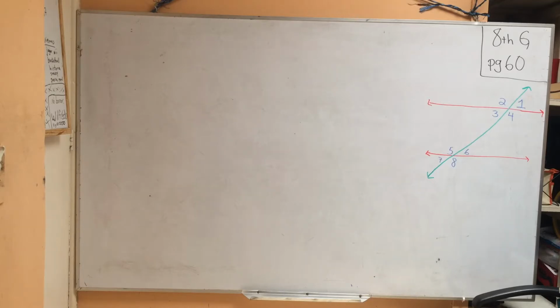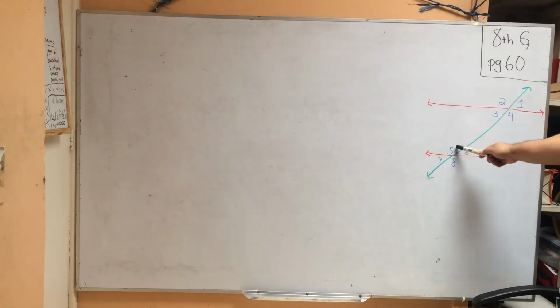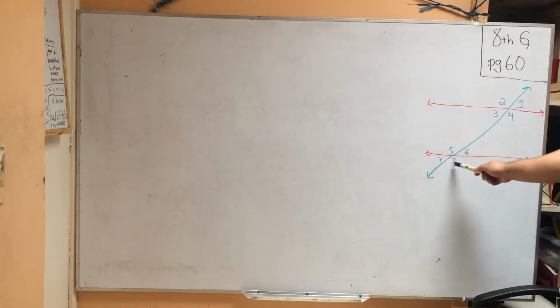And when this transversal line intercepts them, certain angles are formed. So we have angle 1, angle 2, angle 3, angle 4, angle 5, angle 6, angle 7, and angle 8. That means that by having one of these measurements, we can solve for the other angles.